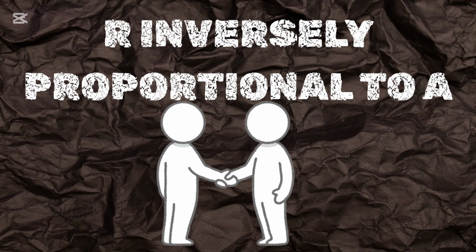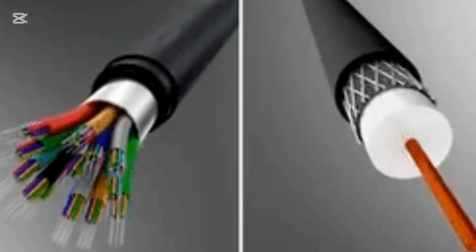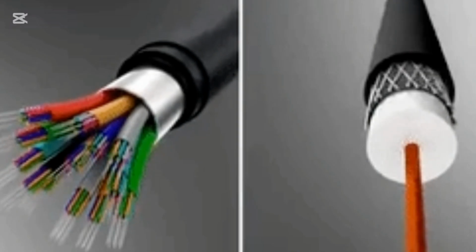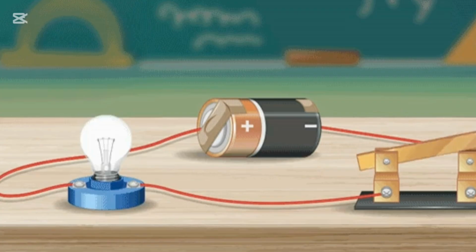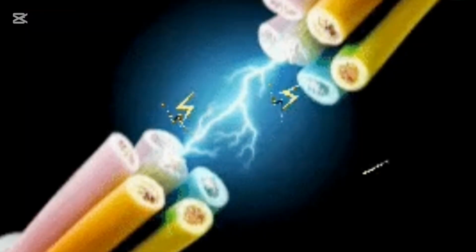Furthermore, resistance is inversely proportional to the cross-sectional area of the conductor. As the area increases, the space between atoms becomes larger, allowing electrons to flow more easily. Also, resistance depends upon the nature of the material, which we represent by resistivity.